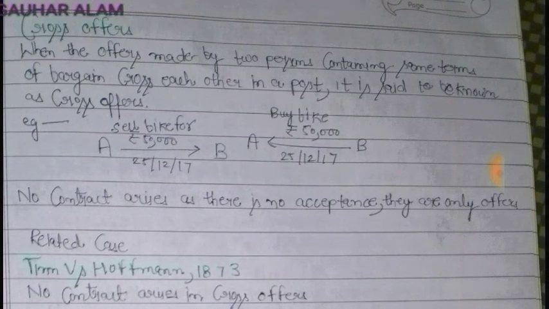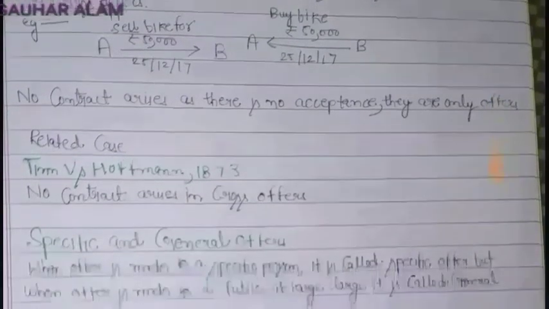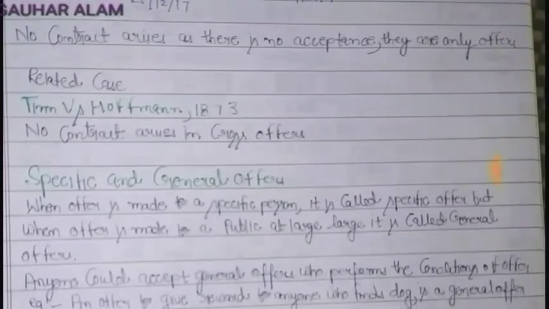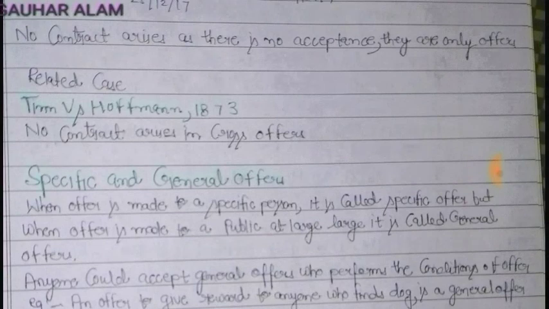This is considered to be a cross offer, and in this case no contract arises because there are only offers from the two parts, and there is no acceptance of the offer. The related case in this regard is Tinn versus Hoffman. No contract arises in cross offers because there are only offers from the two sides. There is no acceptance of the offer.